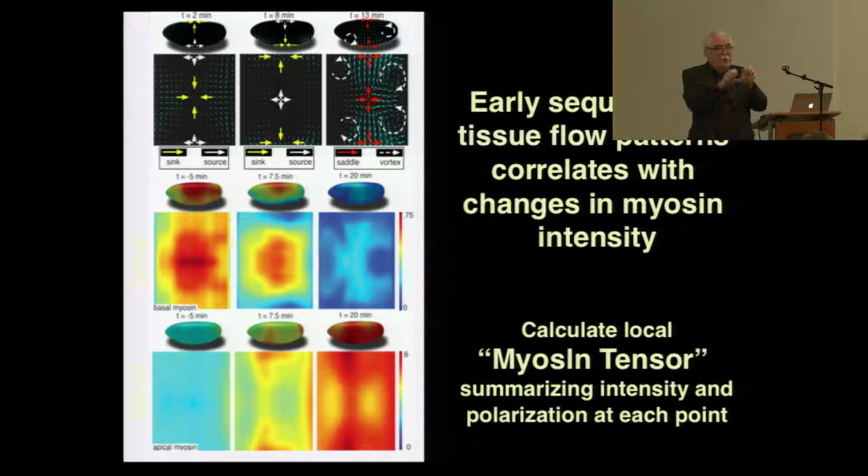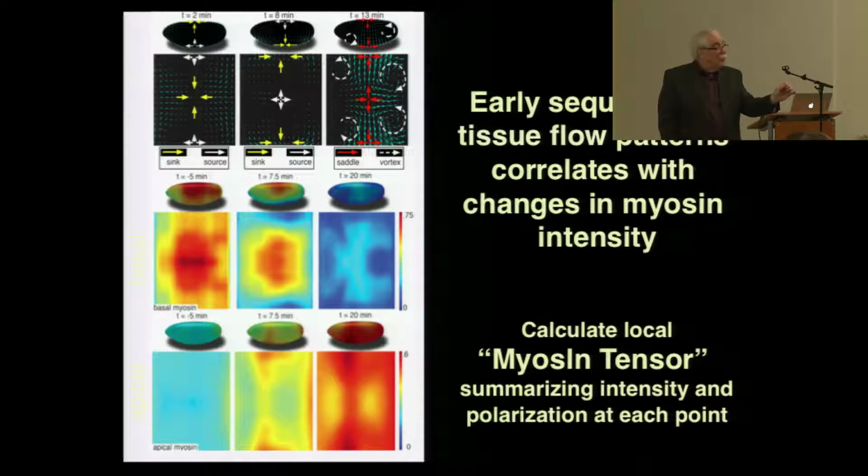But if you have any discrepancy in the intensity or the directionality, the character of this myosin tensor, that difference will predict a stress and will therefore predict a flow. And you can use those differences to computationally predict flows. And, well, let's step back a second.